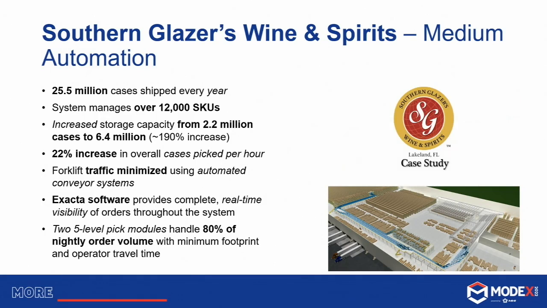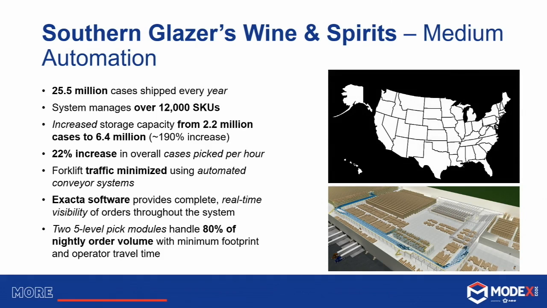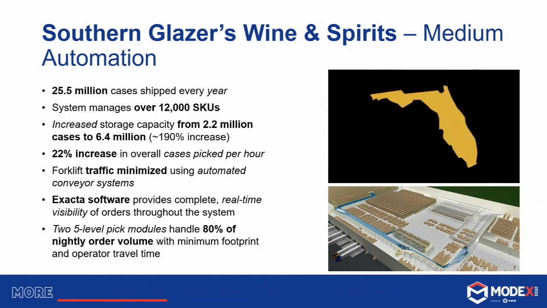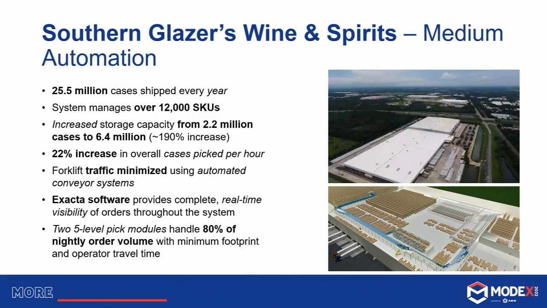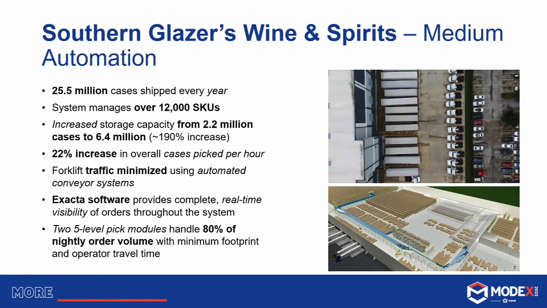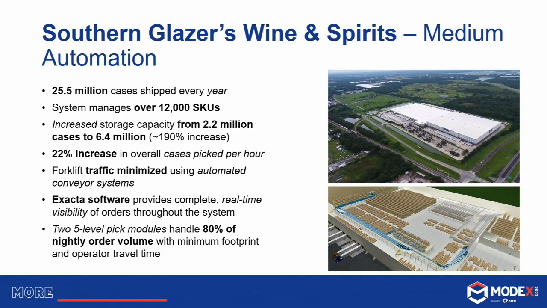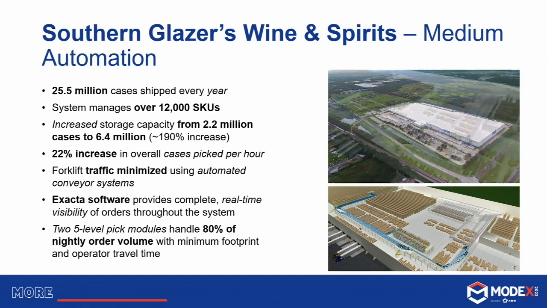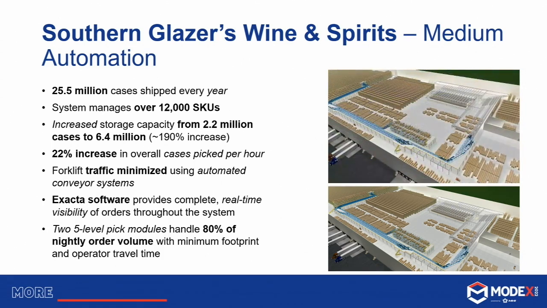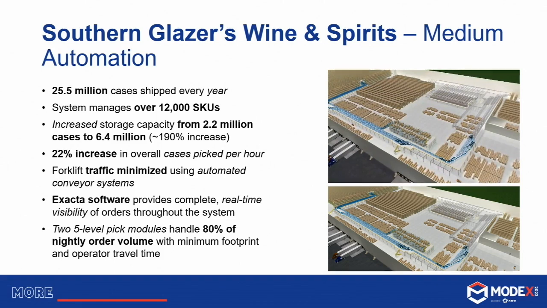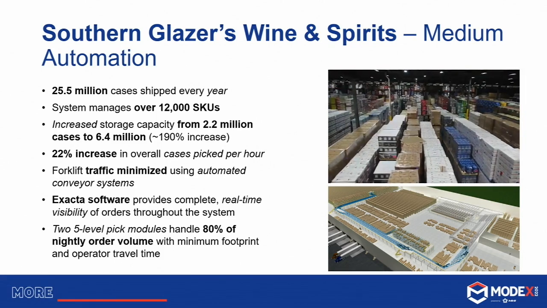And as we advance on the automation levels, this is the medium automation. This is an example with Southern Glazer's Wine and Spirits. Obviously, as their name implies, they are a wholesaler in the wine and spirits industry. We've done more than 15 sites with Southern Glazer's over our time working with them. I call this more traditional material handling, and it is definitely a larger investment, but what this allows them to do is to take these cases and ship them out to their various customers.